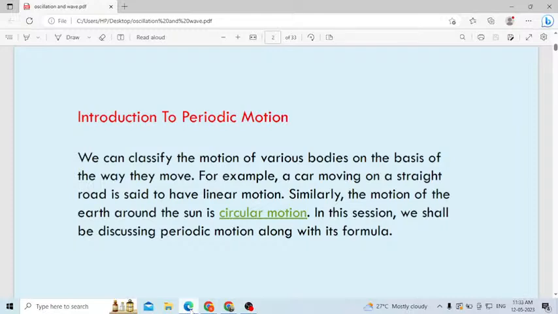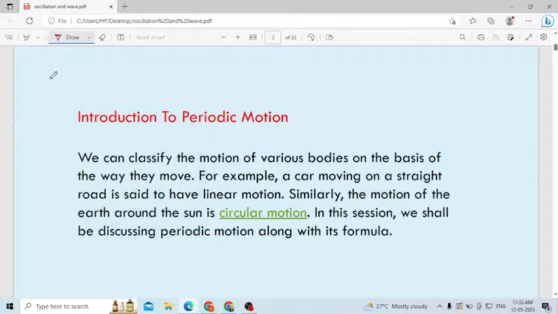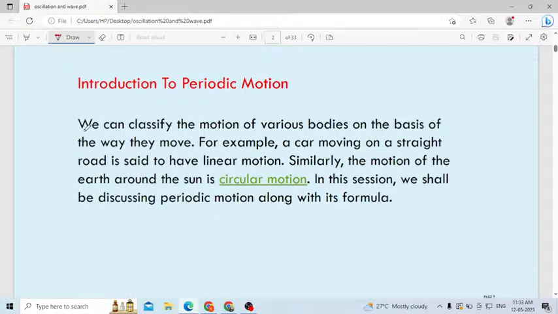Okay, introduction to periodic motion. The name itself is indicating: periodic means the motion will be repeated at equal intervals of time. We can classify the motion of various bodies on the basis of the way they move.